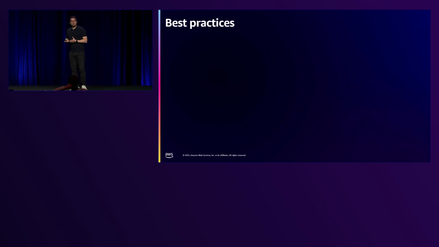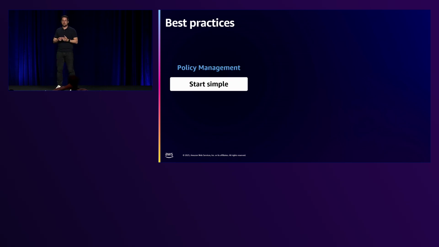Let me share some best practices with you that you can follow when you embark on this journey for this new authorization methodology. So first is, for policy management or in general, start simple. You can create complex logic within your Cedar policies. Best practice is to start with a simple application, maybe start with role-based access control, then make your way into attribute-based access control and the relationships that you can model in verified permissions or Cedar policies.